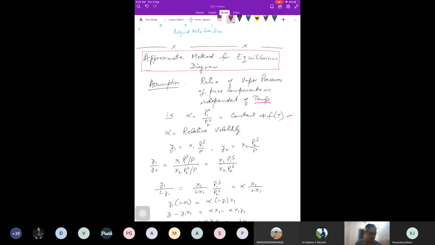Sorry, we take the ratio of y1 to y2. So y1 upon y2 will be equal to x1 p1s upon p divided by x2 p2s upon p. p cancels out. What you get is x1 p1s upon x2 p2s. And we know that y2 is nothing but 1 minus y1 for a binary system. So y1 upon 1 minus y1 is equal to x1 upon x2, which is 1 minus x1, into p1s upon p2s. Right? And we know that p1s upon p2s is nothing but alpha. So that is equal to alpha into x1 upon 1 minus x1.